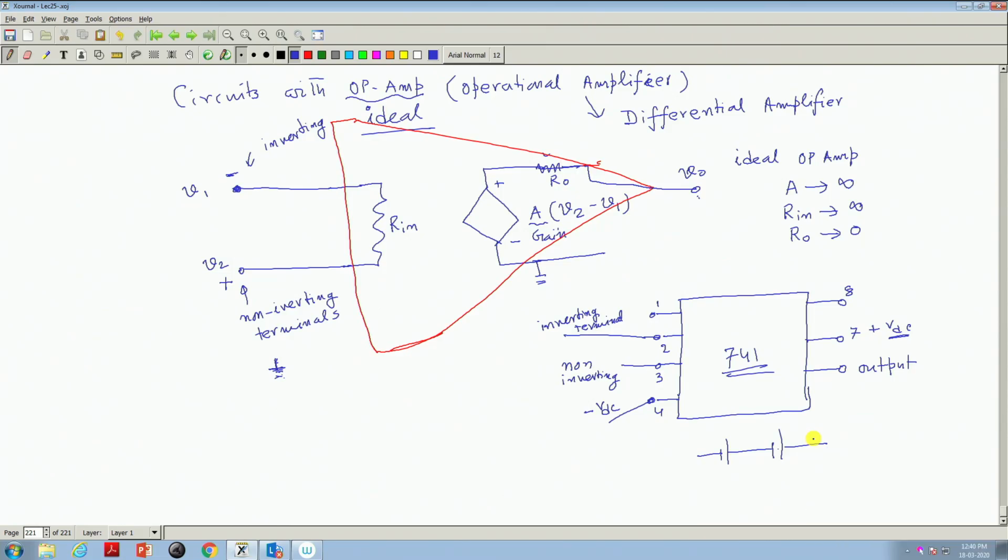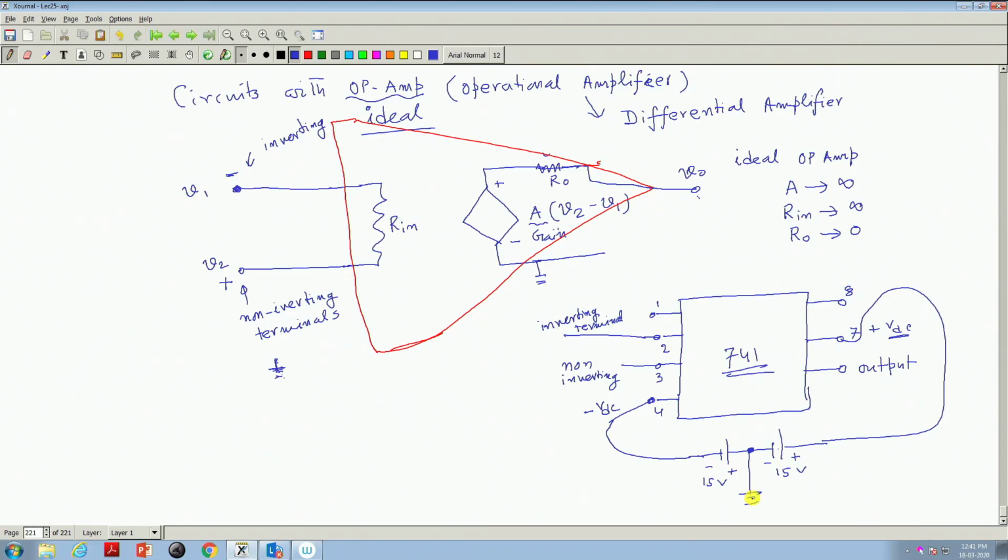Suppose a 15 volt supply is necessary. Then what you do is connect the minus 15 volt here and the plus 15 volt there, and this point is the ground point. There is no ground point within the chip. With respect to this ground point is what I am telling.